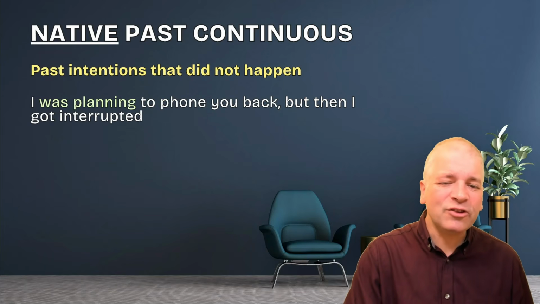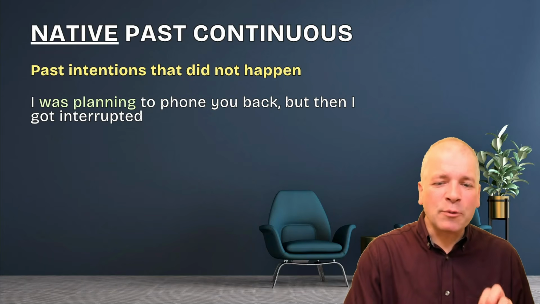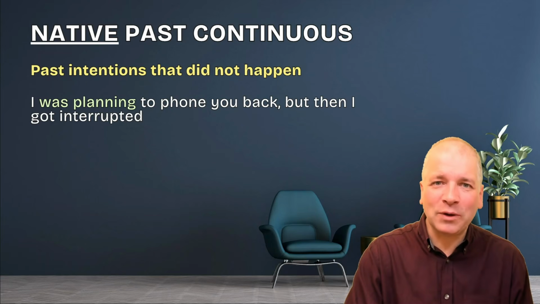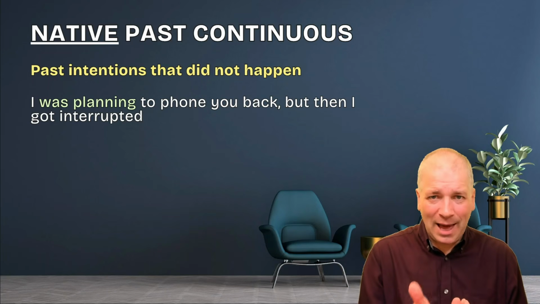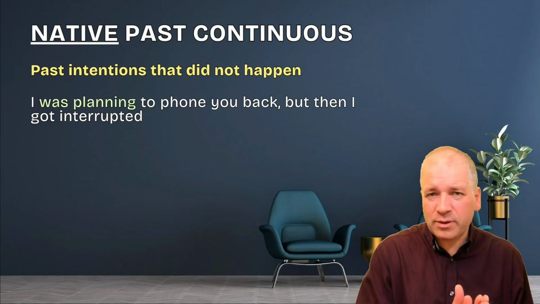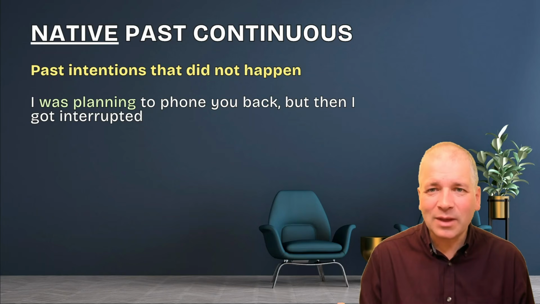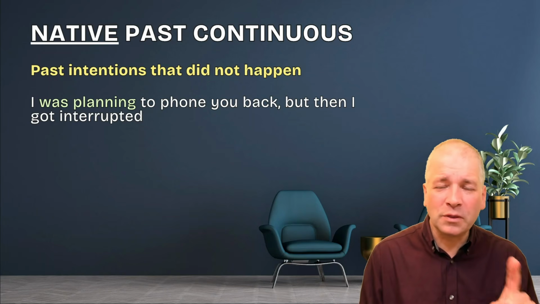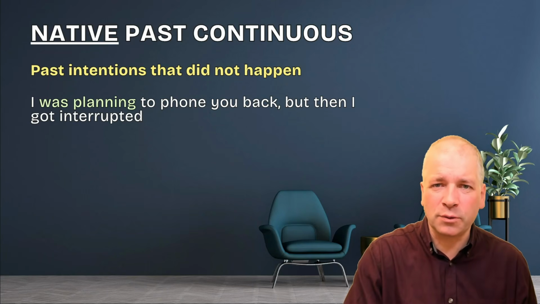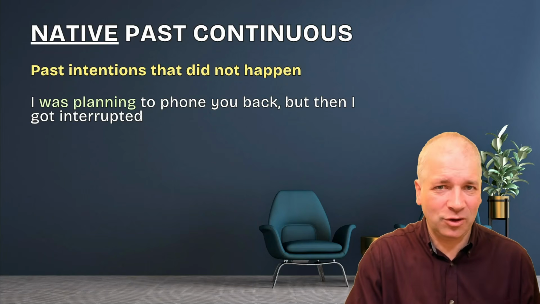For past intentions that did not happen, I was planning to phone you back, but then I got interrupted. So there was a moment in the past where they made a plan. The plan was to do something after that, and then it didn't happen. And if all these things are true, the past continuous is often used, often with was going to as well.